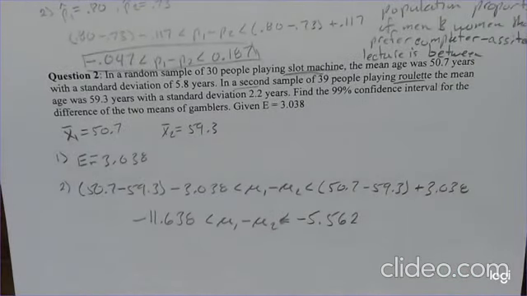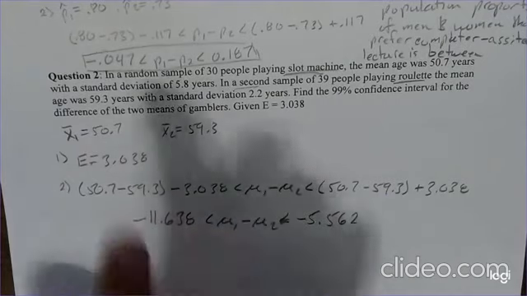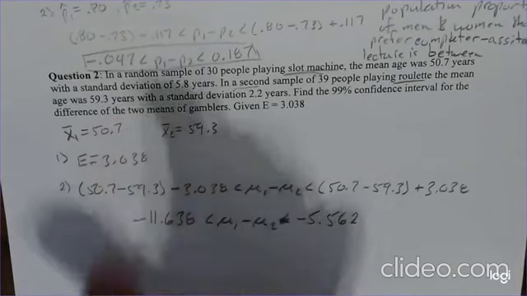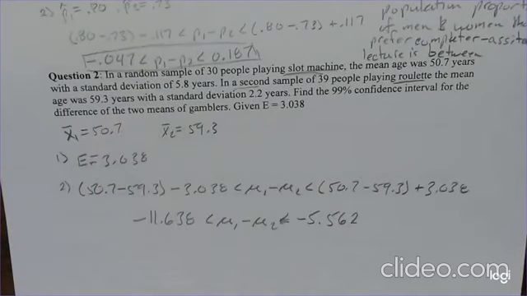So the differences are between negative 11 to negative 5. This would make sense because on average, there were older people at the roulette table itself. And there we go.